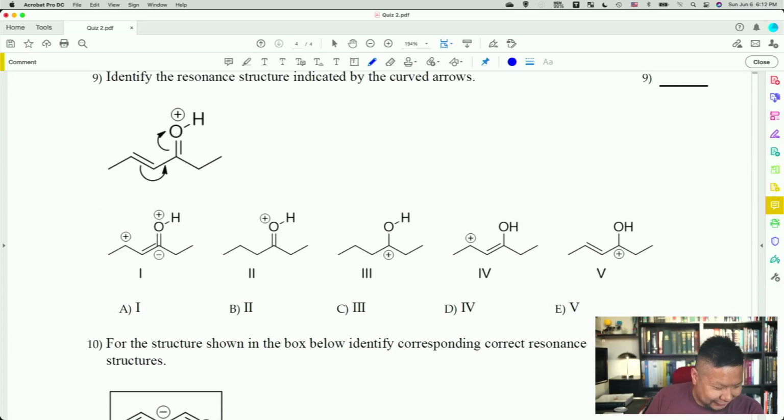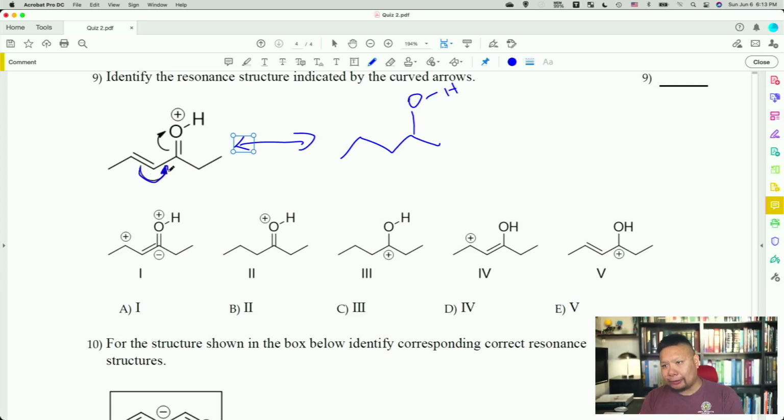So next question. Identify the resonance structure that's indicated by the arrows below. Okay. So, I mean, you can do this in your head, but for me, it's easier just to draw it out. Go ahead and draw out the resonance structure. Let's draw the skeleton first. Like that. Okay. So this arrow here coming from this double bond to this bond between the carbonyl carbon and that first carbon, the alpha carbon. That means then there will be a double bond here, right? And a positive charge over here.